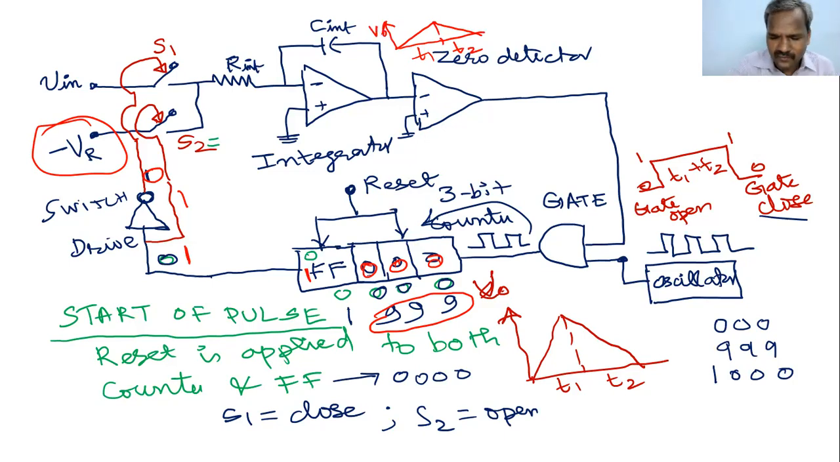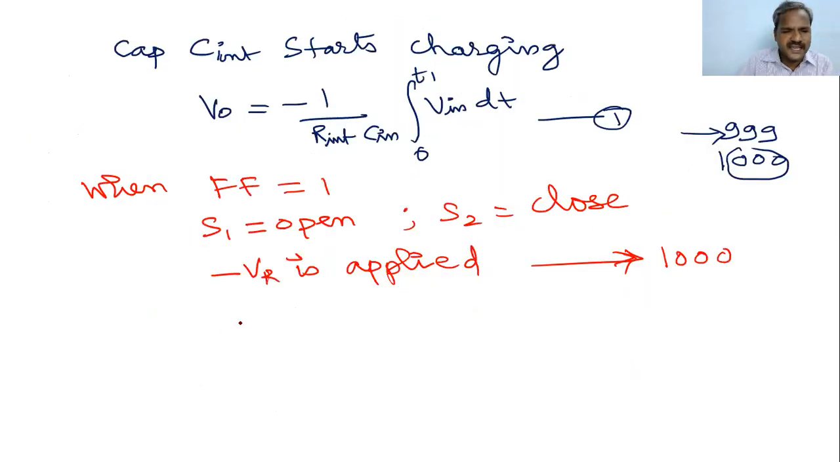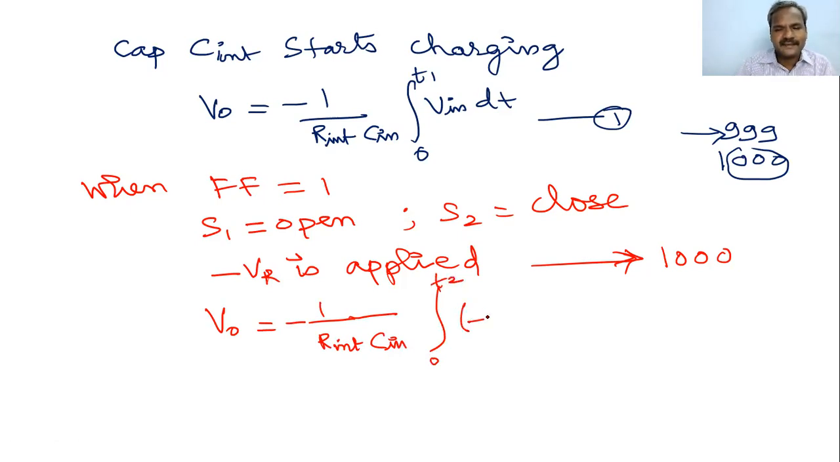So now what is the output at this stage? V naught equals minus 1 by R int C int, integral from 0 to T2 of minus VR dt.